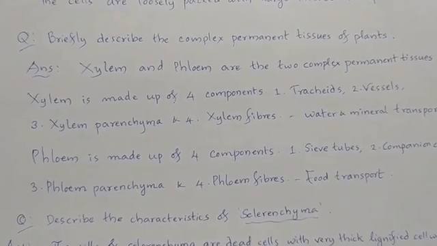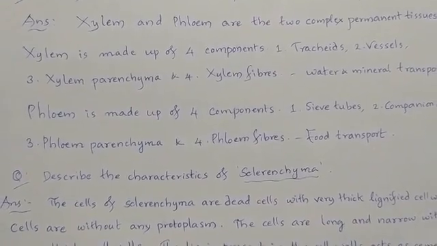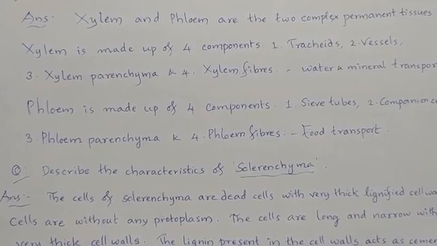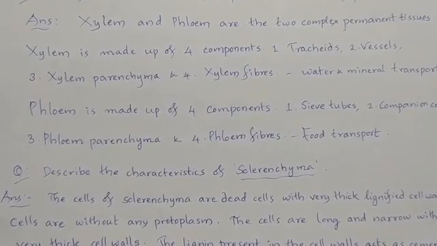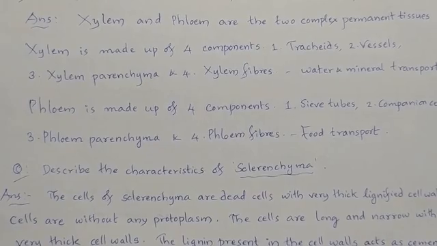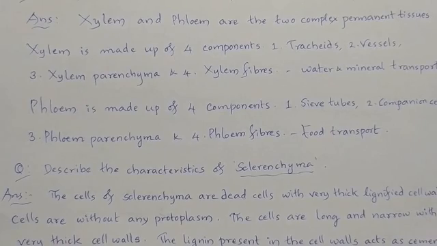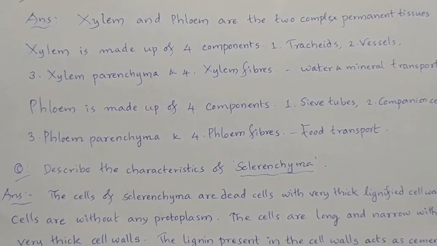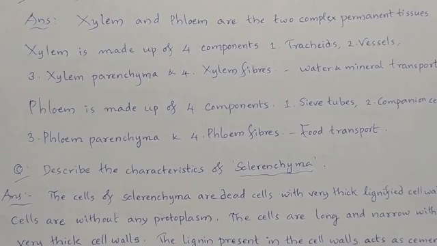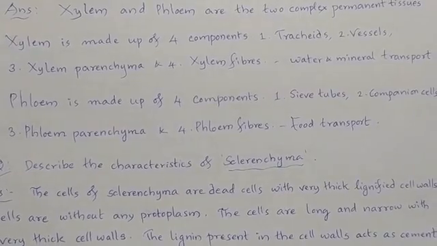Next, describe the characteristics of sclerenchyma. The cells of sclerenchyma are dead cells, and they have thick lignified cell walls. Cells are without any protoplasm, that means they are dead cells. The cells are long and narrow with very thick cell walls. As the cell wall thickness increases, inside the cell the lumen size will be decreasing. So they are narrow in size.